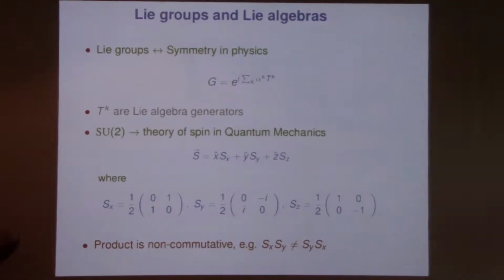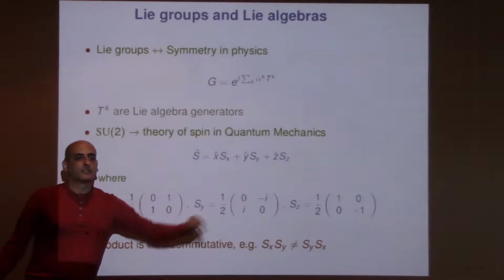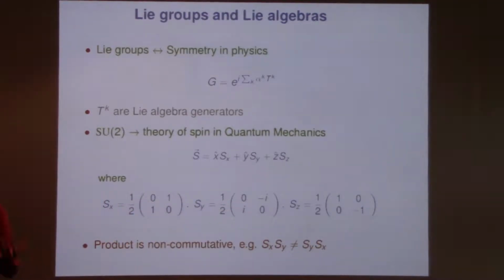Now, one interesting thing about SU(2), and most algebras we care about, is that the product of these generators is non-commutative. So if you multiply Sx with Sy, that's not the same as Sy times Sx. And that, of course, leads to most of the interesting things that happen in physics in 3+1 dimensions, but in general.